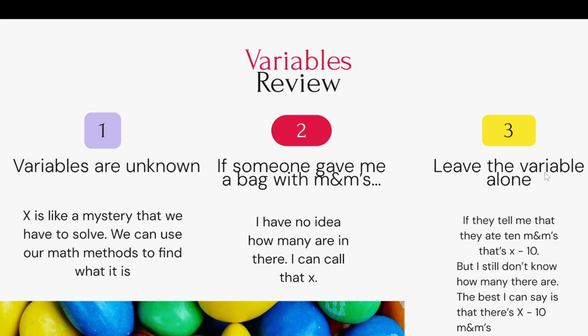Next thing that we do is that it's important to realize that sometimes we can't do anything with the variable. For example, if they tell me that they ate 10 M&Ms, really all I can say is that's X minus 10. I still don't know how many are in there, and the best I can really say is X minus 10 M&Ms. So there's nothing wrong with that. You really can't make this any simpler. You can't say X minus 10 is 13, because maybe they have, I don't know, 10,000 M&Ms in the bag. So really, you can't know. You have to leave it as X, because once again, variables are unknown.